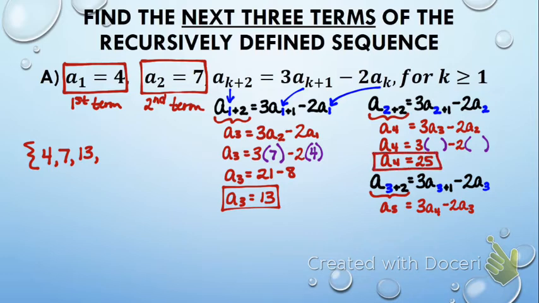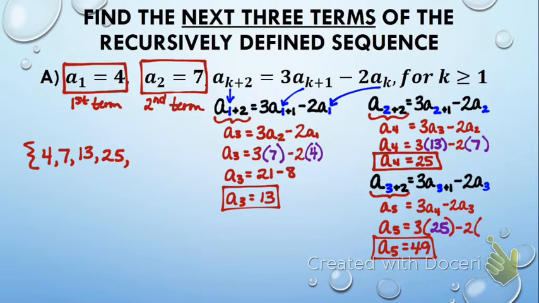Fourth term is 25. We take 3 times the third term, which we just found was 13, minus 2 times the second term, which was 7. So 25 is the fourth term. What's the fifth term? 49. You would do 3 times the fourth term. So 3 times 25, which gives us 75, minus 2 times the third term. Our third term was 13, so you're subtracting 26, and that's how we get 49.